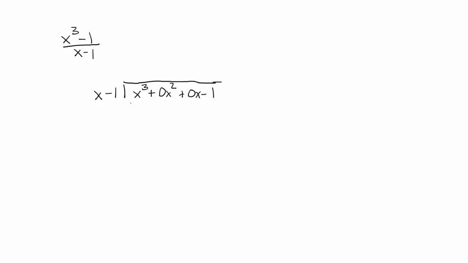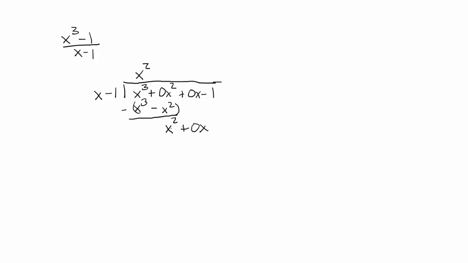And now, what times x gives me x cubed? X squared. X squared times x is x cubed minus x squared from x squared times negative 1. And now we're going to subtract this. So we have x cubed minus x cubed is 0. 0x squared minus negative x squared is positive x squared. And now I'm going to bring down my 0x.